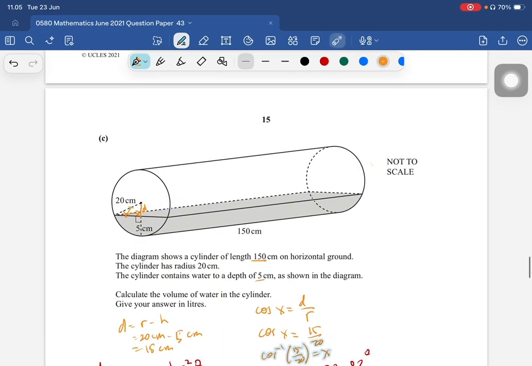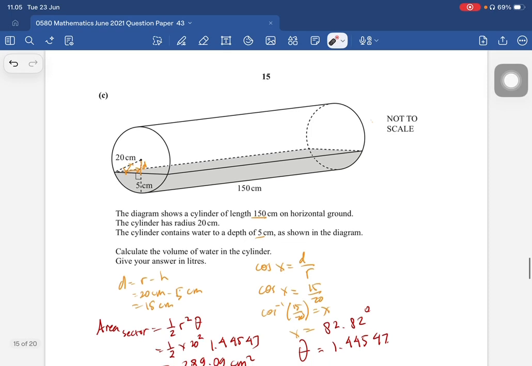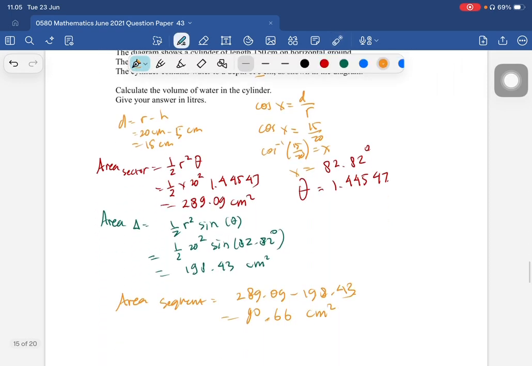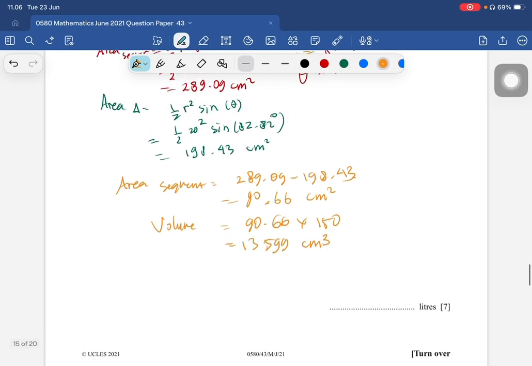Okay, the volume of water. So we got here the area, then we just multiply with the height. So the volume is 90.66 multiplied by 150. So we got 13,599 centimeters cubed. If we would like to make it into liters, we can just divide by 1,000. So we got 13.6 liters.